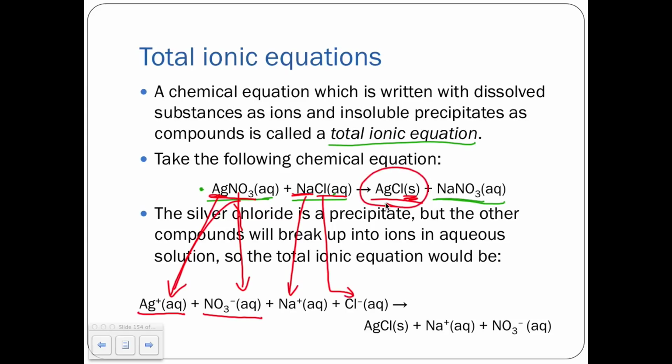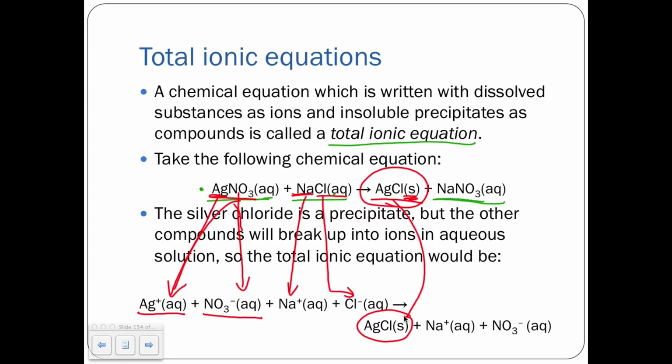Now, the AgCl, that silver chloride, remember, is insoluble. It's the precipitate. So we're not going to write that out as ions. We're going to keep that in the same form it was before, because since it doesn't dissolve, it doesn't break up into ions. They stick together.